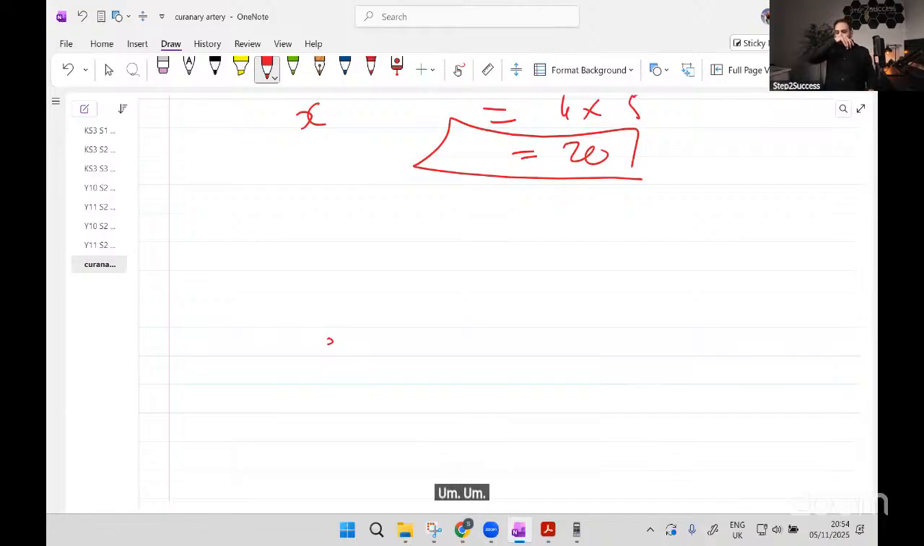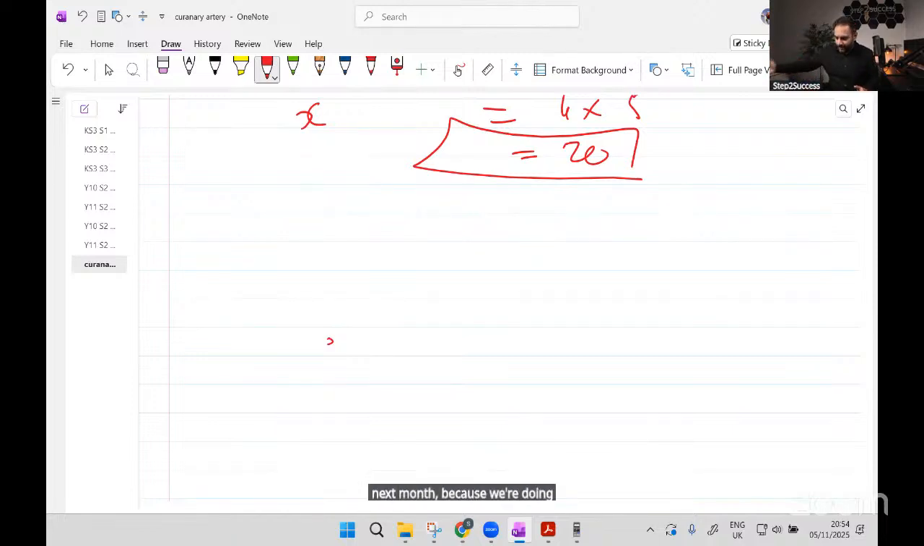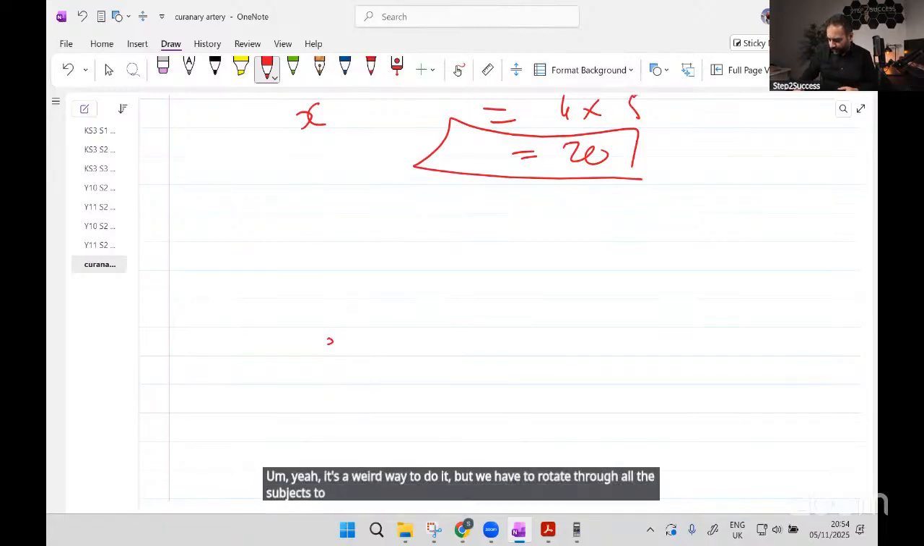Genetics B, no. Just because of the way our structure works, we will do it at the beginning of next month because we're doing chemistry next week, and then physics, and then maths. Yeah, it's a weird way to do it, but we have to rotate through all the subjects to get through everything by the end of the year. So we will do that.